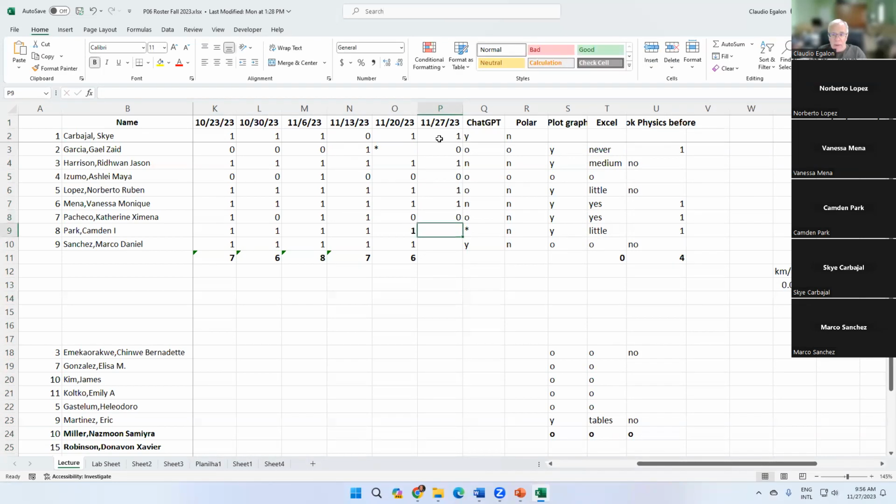I don't see Catherine. Let's see, Camden is here, right? Just say you're there, Camden. I'll give attendance to him. Okay, he's always the first one to arrive. Marco Sanchez. Hello, Marco. Okay, good. Camden replied. Okay, Marco is there. Good. And we have a total of 6 students. Good.